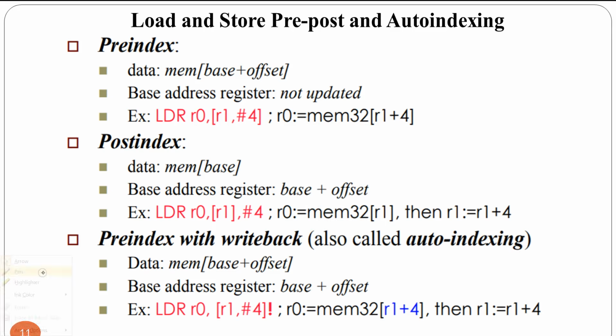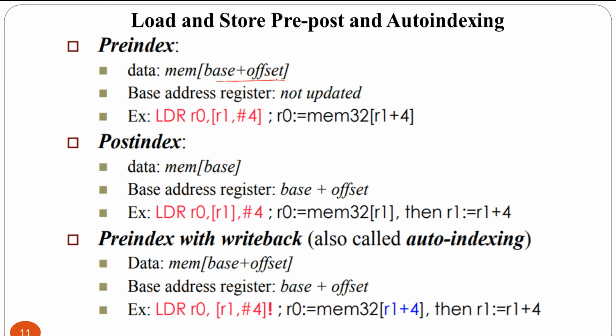Now there is a concept related to this load store, which is nothing but pre-index, post-index and auto-indexing. Okay, so these three concepts we are going to study in this slide. What is meant by pre-index? In pre-index, basically we are having one offset value. Before loading data inside this register, this particular offset value is added to the base register, and then that particular data will be loaded into the register. So the data is nothing but memory at base plus offset.